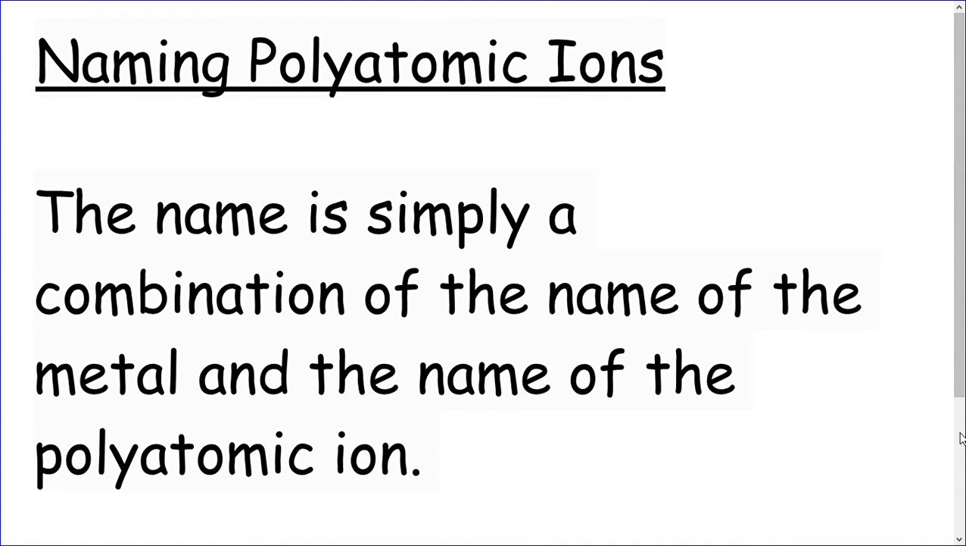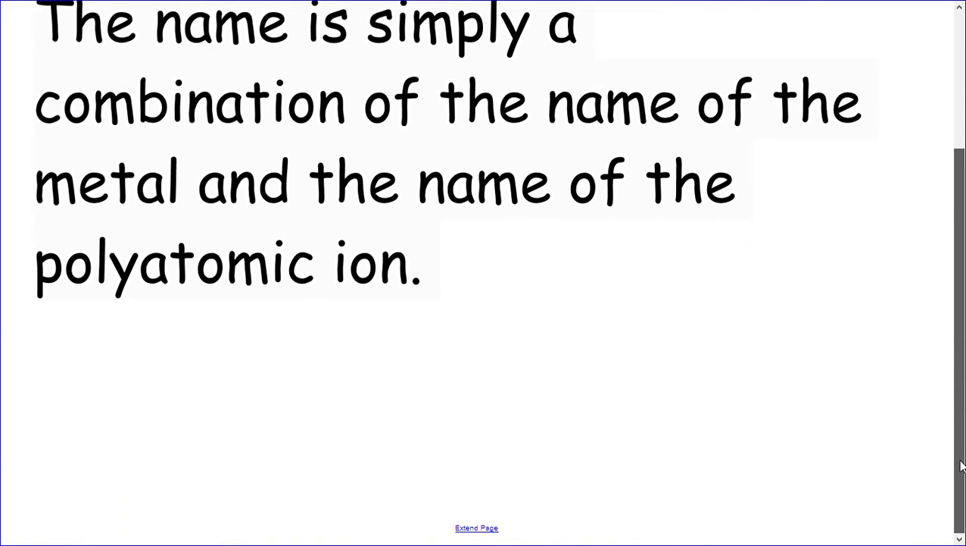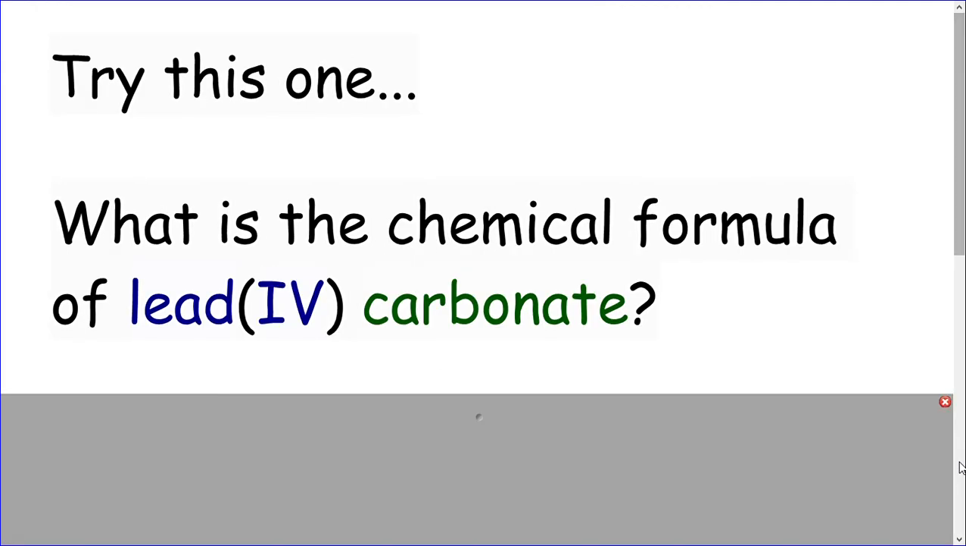Now, to name them, the name is simply a combination of the name of the metal and the name of the polyatomic ion. It doesn't change the ending at all. So, we obviously can use this same thing if it's a metal and a group of nonmetals. We can also use this with transition metals as well to see what we get.